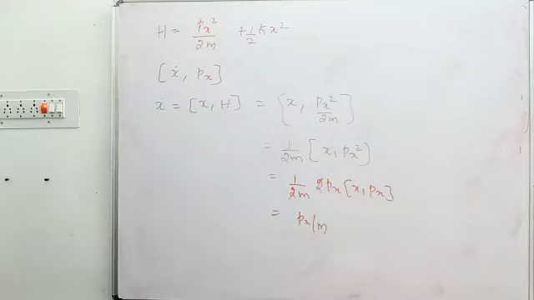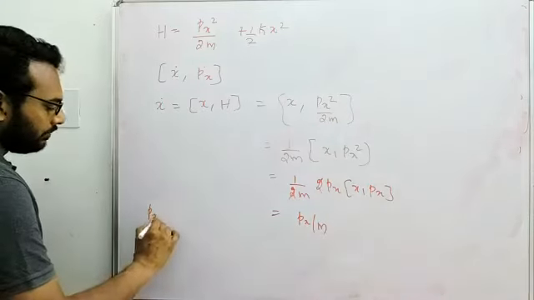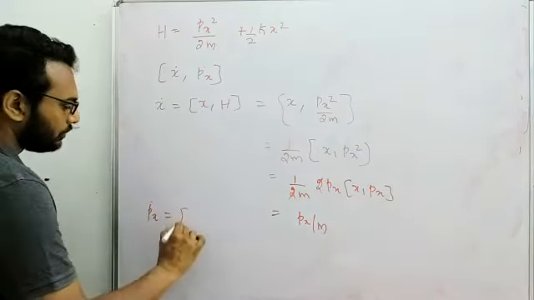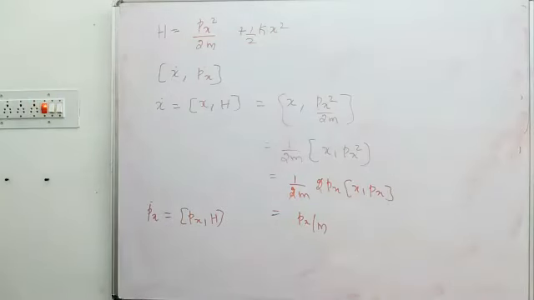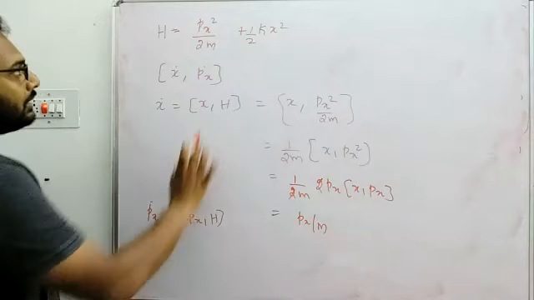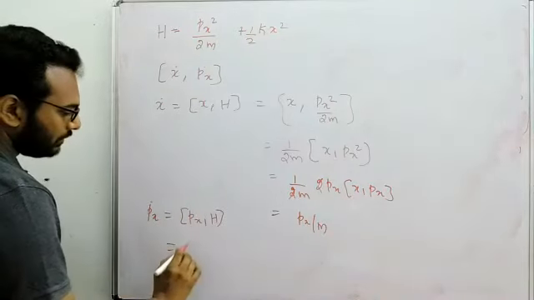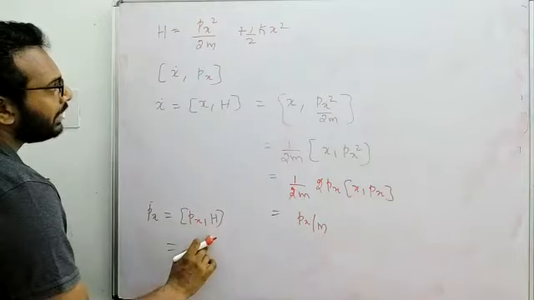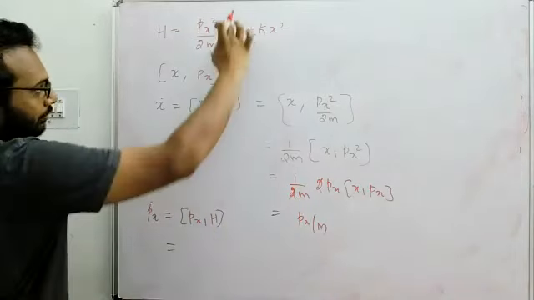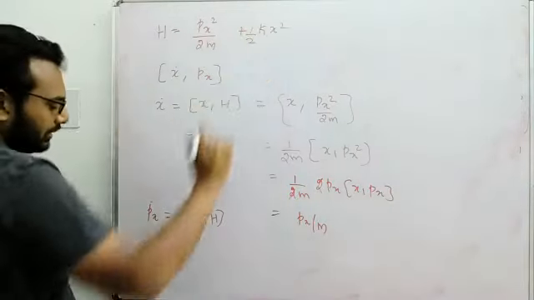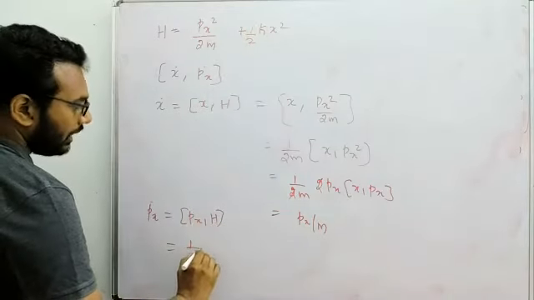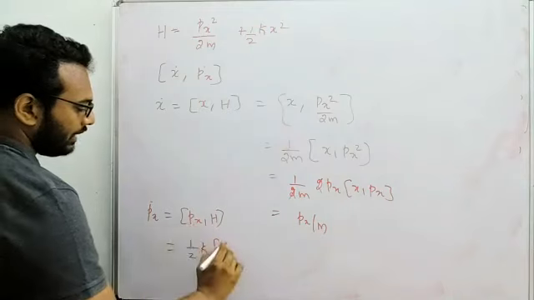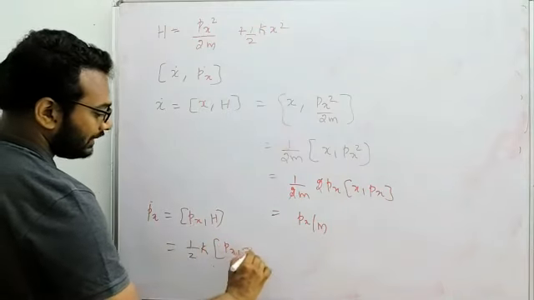All right, and what's px dot? px dot is equal to px with h, the Poisson bracket of px with h. And what's that? Okay, the only non-zero term is there, so that's equal to px with h. Okay, px with px is 0, so only non-zero term is there. I'll just pull this half k outside, half k, and you'll have px with x square.